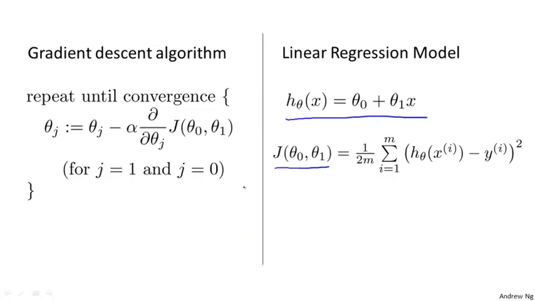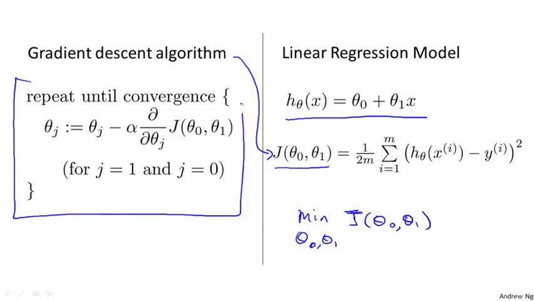What we're going to do is apply gradient descent to minimize our squared error cost function. Now, in order to apply gradient descent, in order to write this piece of code, the key term we need is this derivative term over here.